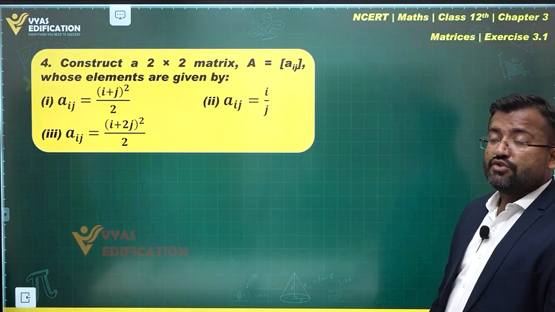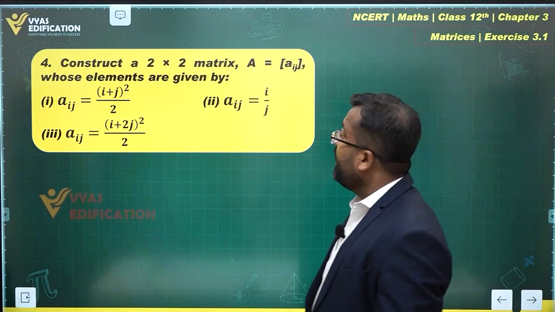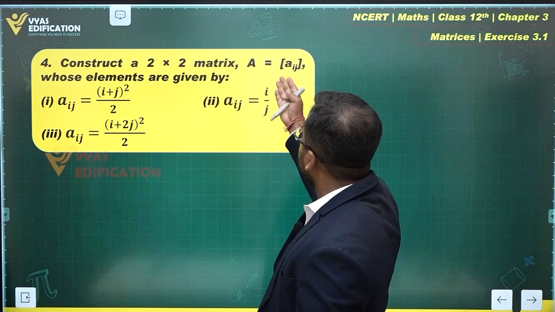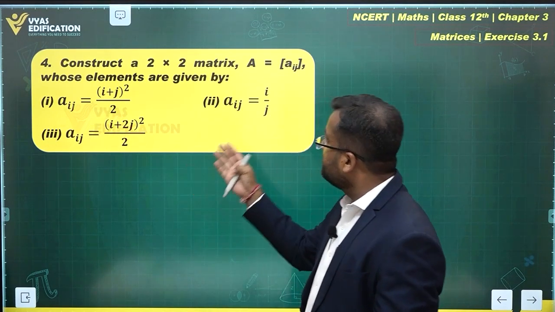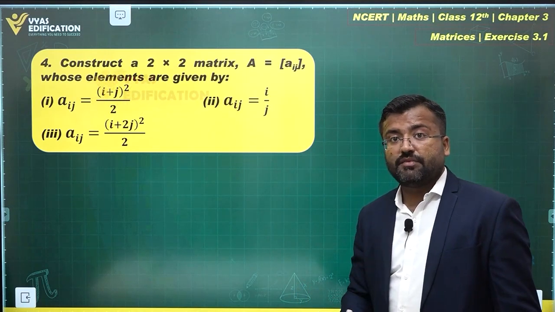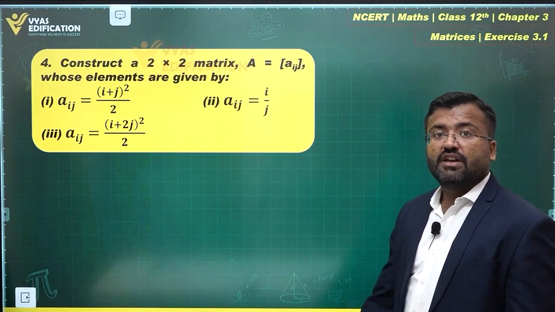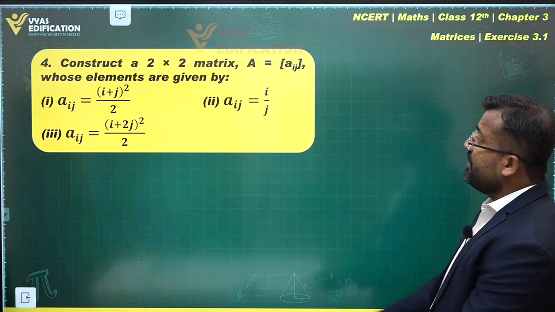Let's take a look at this question. Construct a 2 by 2 matrix A equals Aij whose elements are given by this or this. There are three possibilities, three parts of this question. So let's solve each of them one by one.